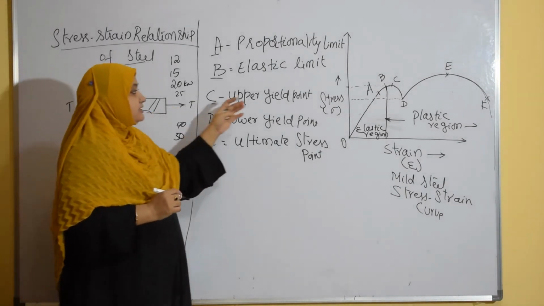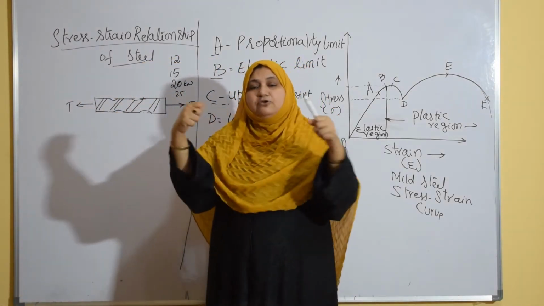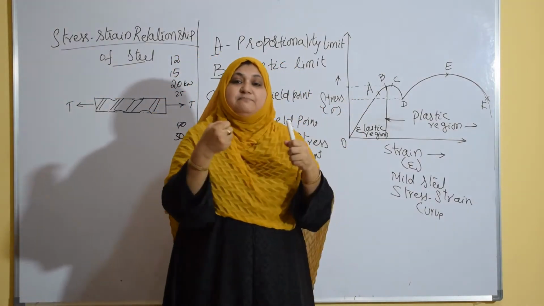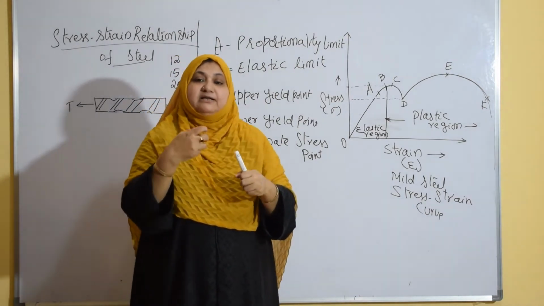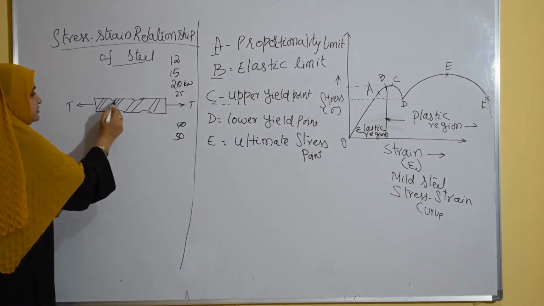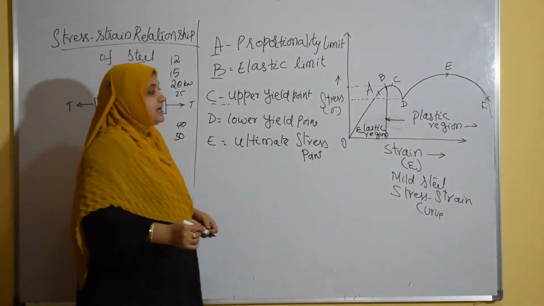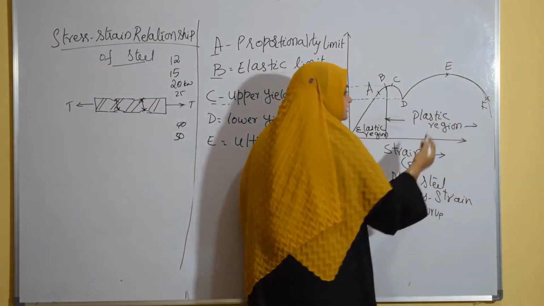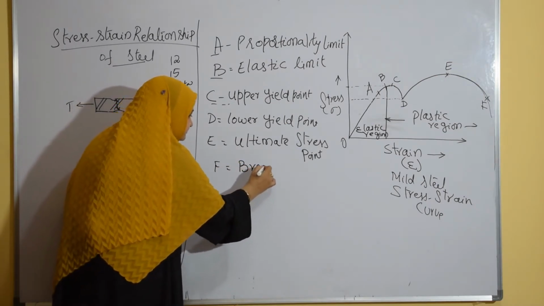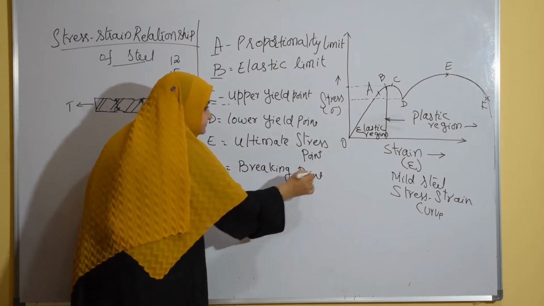When you increase the load beyond E, there will be some reduction in the cross section of the material. You are applying the tensile load beyond E, then the material starts thinning. The bar becomes thin. You can see here, it is reducing its cross section. Finally, at some point it will fail. That point is called the F point. F is called the breaking point.